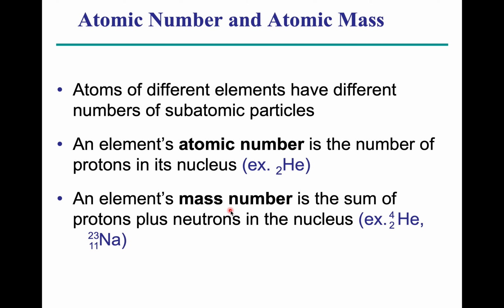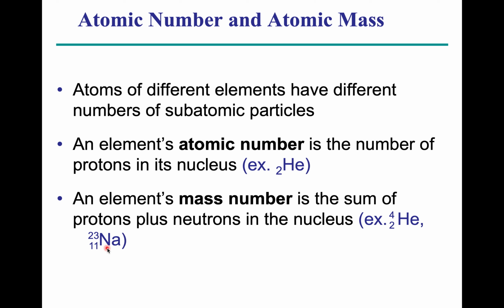Another number I want you to know is what's called the mass number. The mass number is typically designated as a superscript next to the abbreviation for that element. And the mass number tells you the number of protons plus the number of neutrons in the nucleus. So for example, with helium, if we know the atomic number is 2, that tells us there's 2 protons. The mass number is 4, that means we have 4 protons plus neutrons. So if we know there's 2 protons, there must be 2 neutrons to get us 2 plus 2 to that 4.